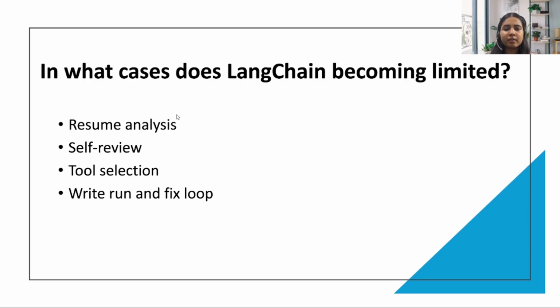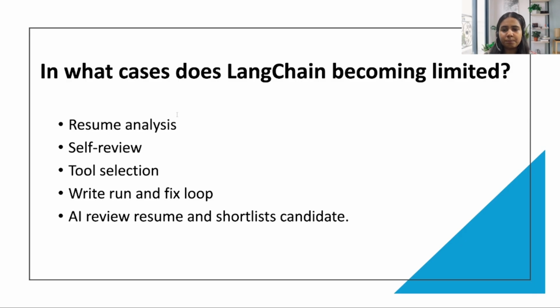Then write, run and fix loops. A coding agent will write the code, execute it, read the data or trace back that code, and after that it will go and fix the patches or the bugs for us. It will repeat until all the test cases we have pass. Until that time it keeps going in the loop. So a chain cannot do these things.